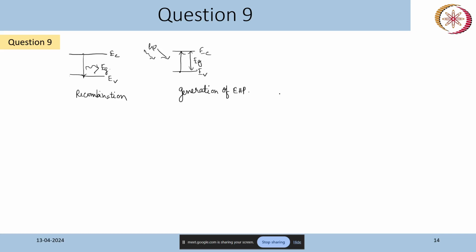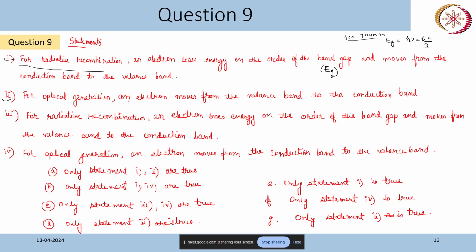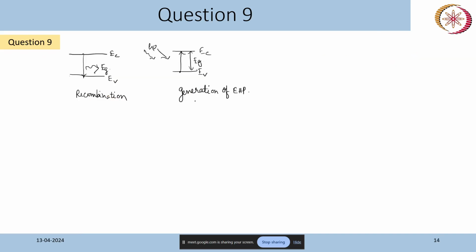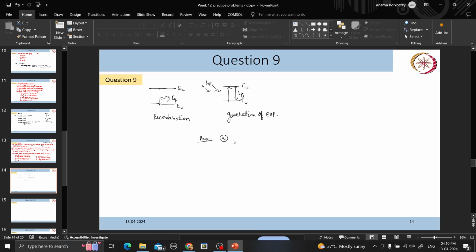So the correct option for this question is that options 1 and 2 are correct. So the option is A. Okay, so our answer is A. I hope this is clear. Again, this is for a direct band gap material.